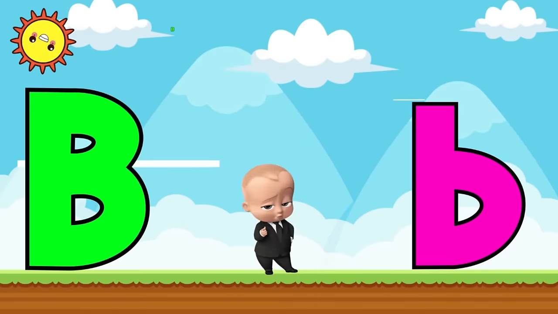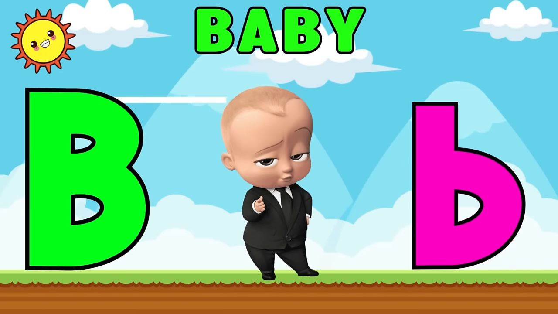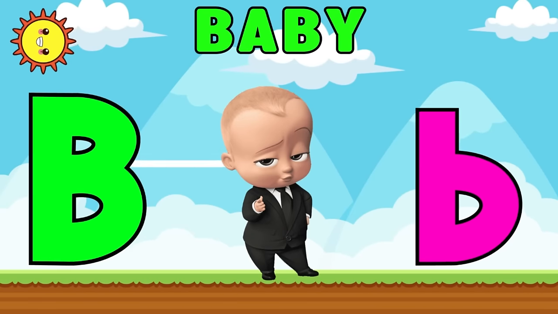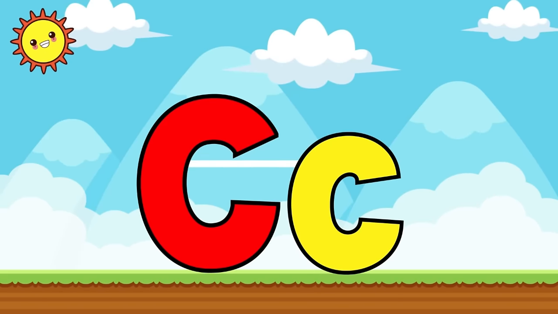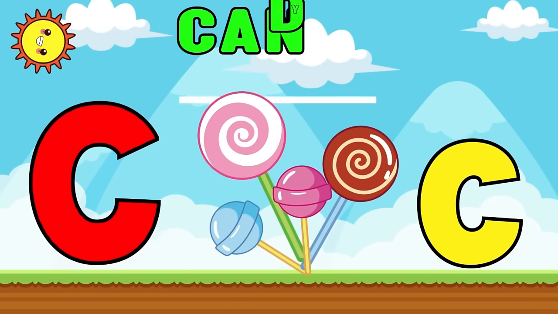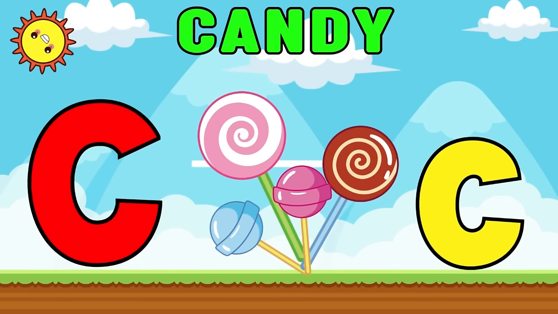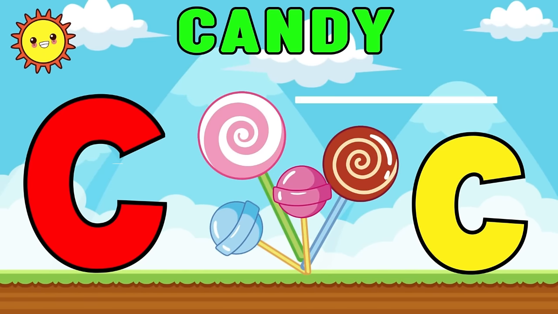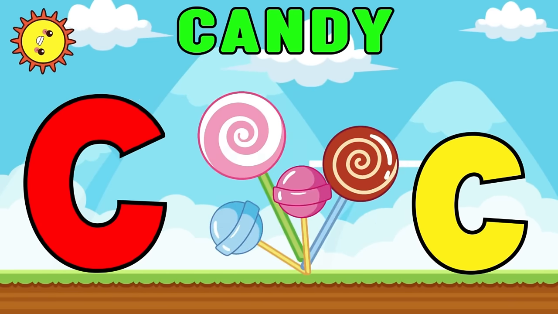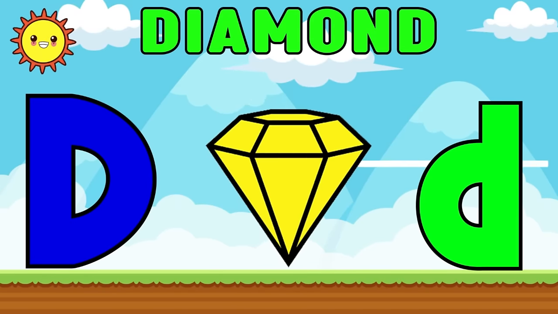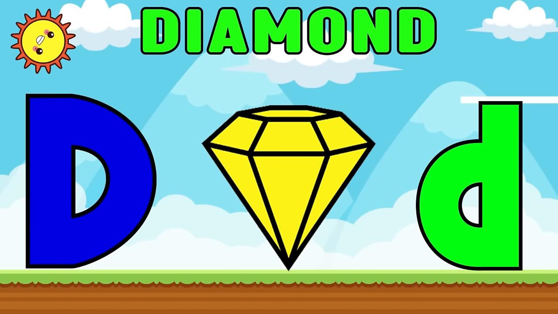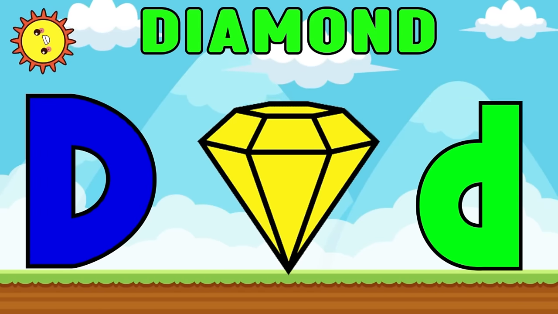B is for baby. B, b, baby. C is for candy. C, c, candy. D is for diamond. D, d, diamond.